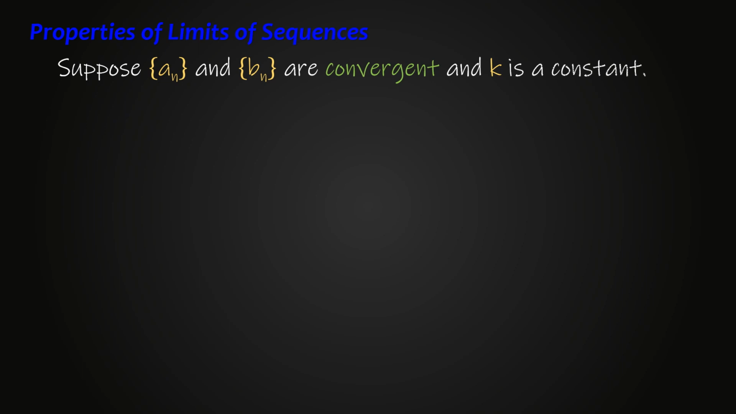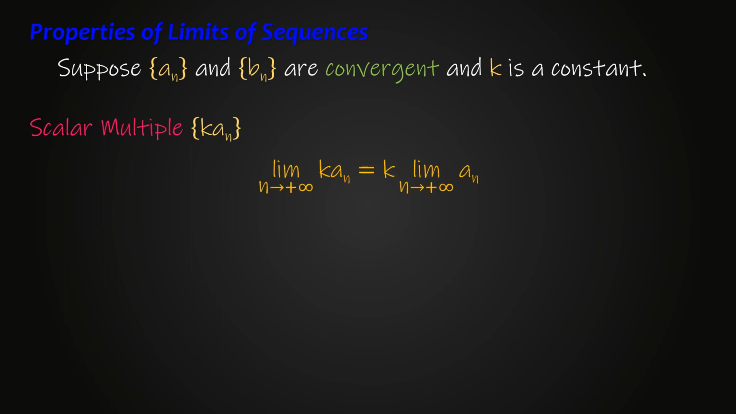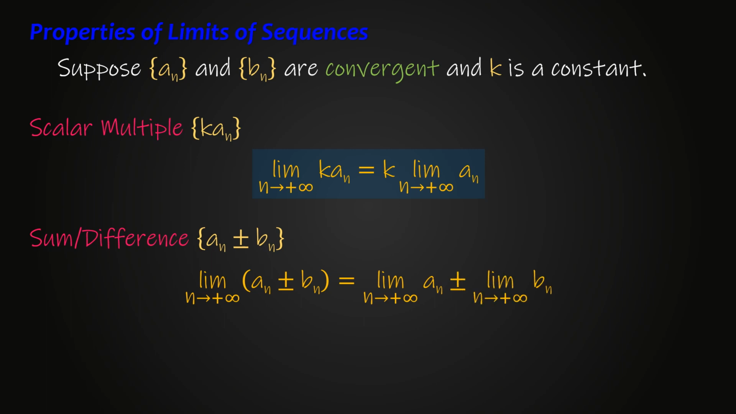Properties of limits of sequences. Suppose two sequences are convergent and k is a constant. The following properties hold. Scalar multiple. The limit of a constant multiple of a sequence is equal to the constant times the limit of the sequence. Sum or difference. The limit of a sum or difference of two sequences is equal to the sum or difference of the limits of each sequence.